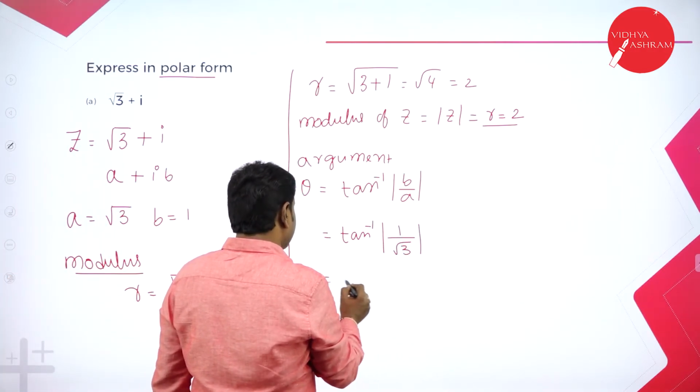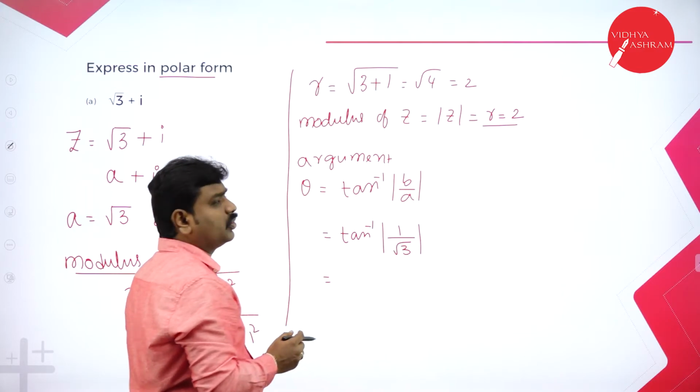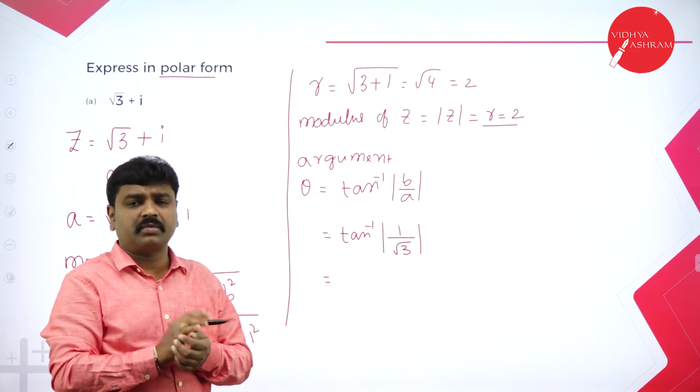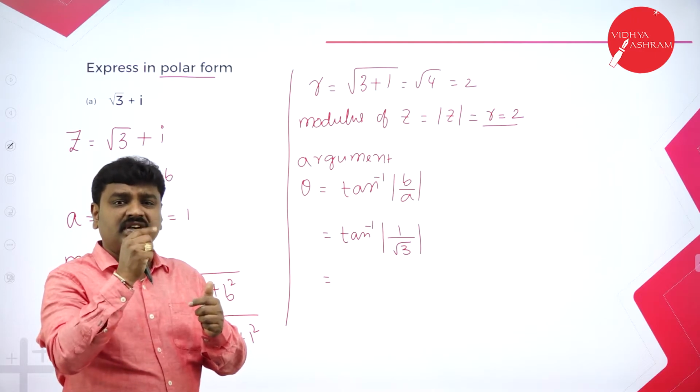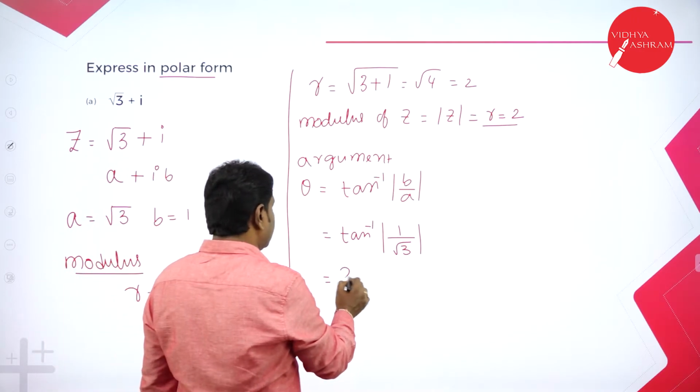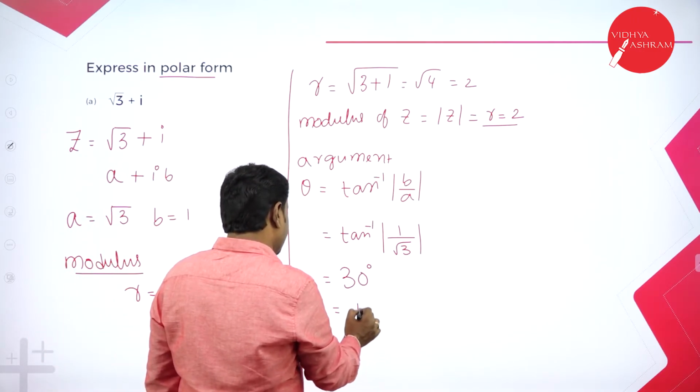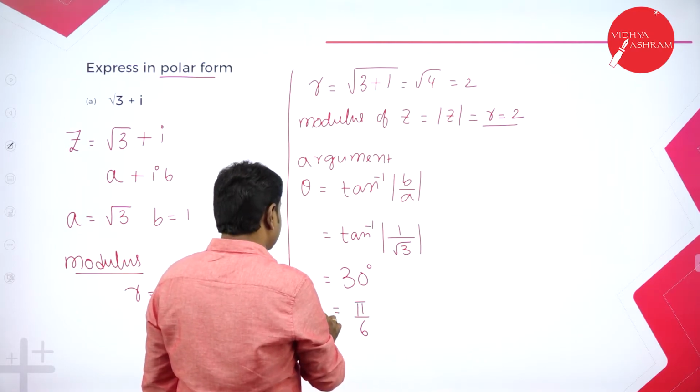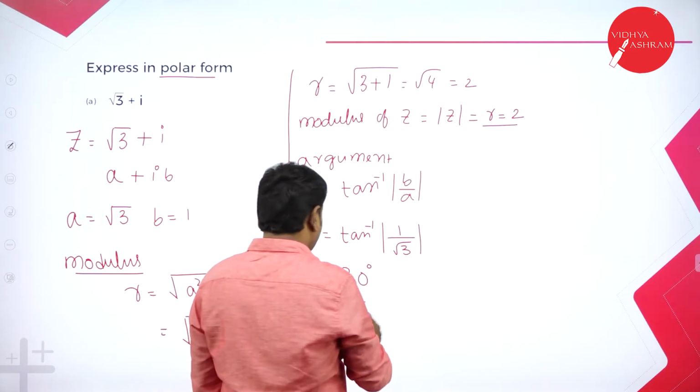So that is tan inverse of, in the tan table where you will get 1 by root 3. First become thorough with the trigonometric table. Tan 0 is 0. Tan 30 is 1 by root 3. So this is 30 degrees. 30 degrees means pi by 6. 180 by 6. So you got theta, and then the argument you got.